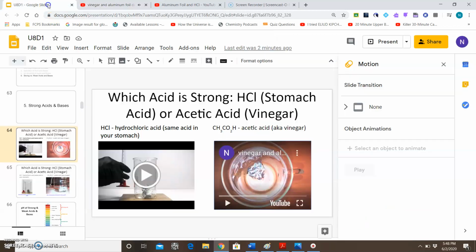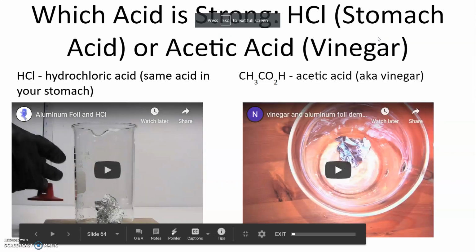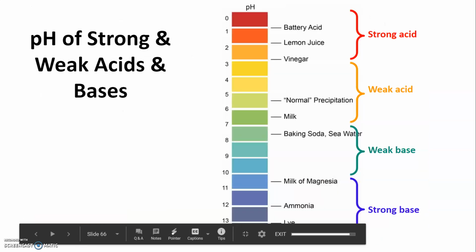All right, so question then. Which acid is strong? Is it the HCl or the vinegar? Well, of course, many of you are going to say it's the HCl because the HCl really tore through that metal, whereas the vinegar really didn't do much. And eventually it would do something, but it would take a lot longer to do that.